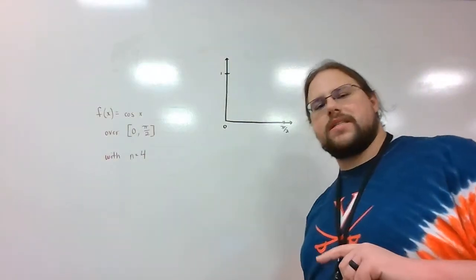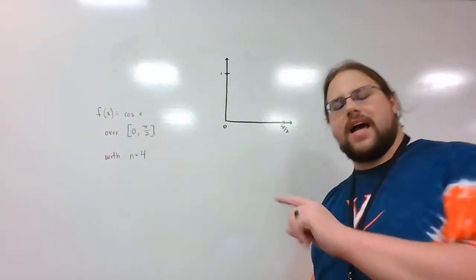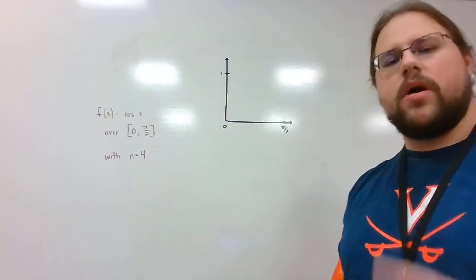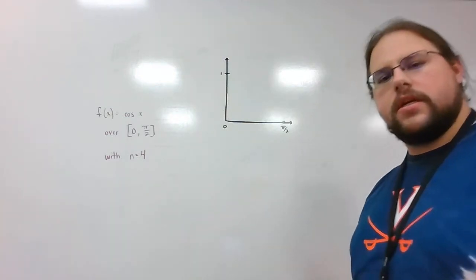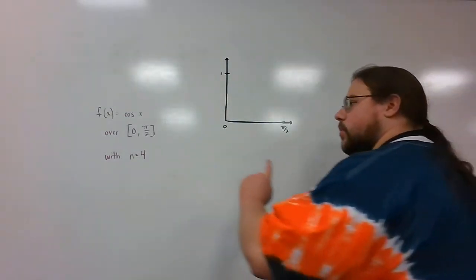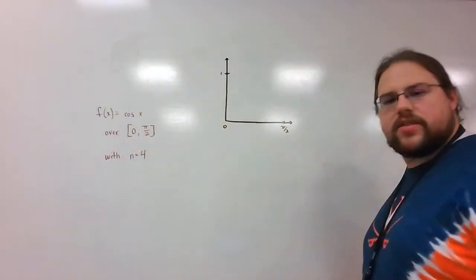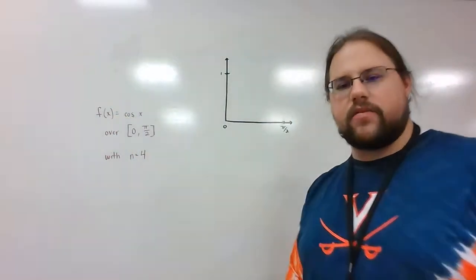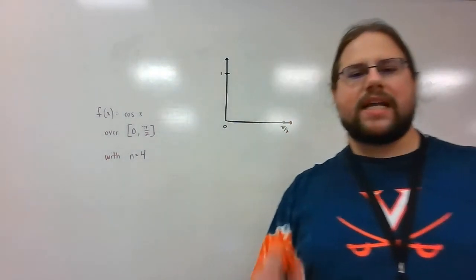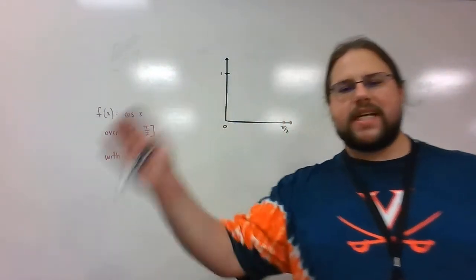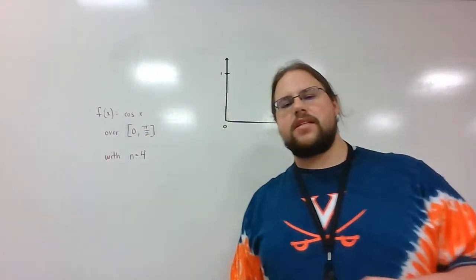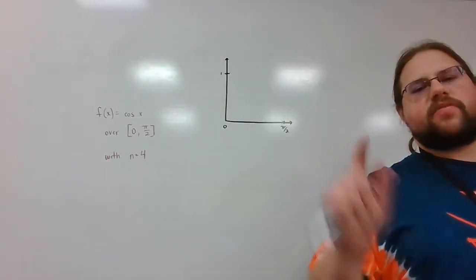Now I want to do one more example of a Riemann sum, this time not using data and not using a table, but using a function. The function that I want to use is cosine of x, over the interval of 0 to pi over 2. That's going to be my domain in this case. Notice this is radians, so please make that adjustment in your calculator before we get started.